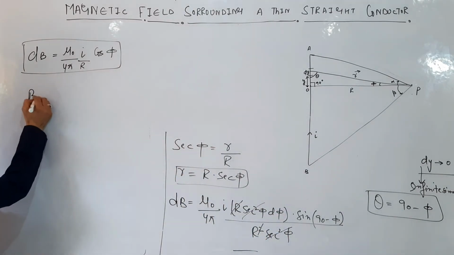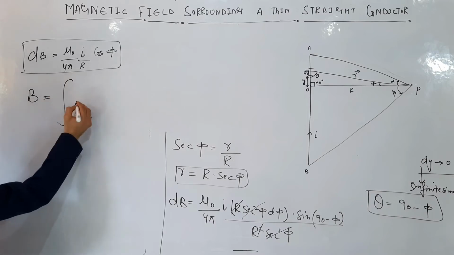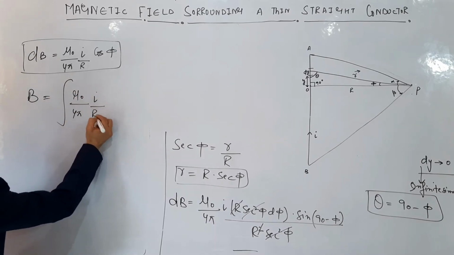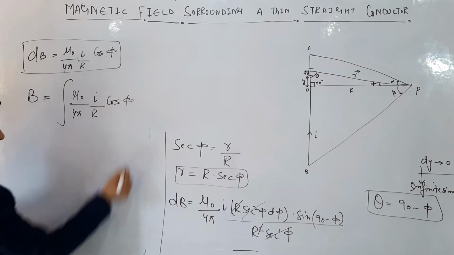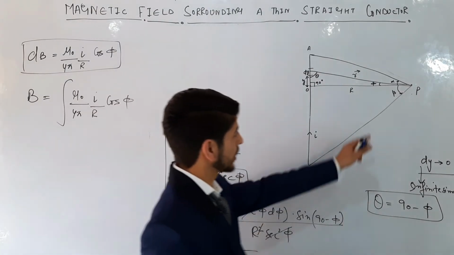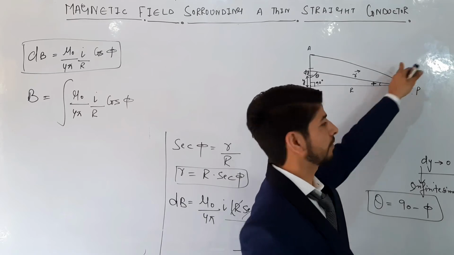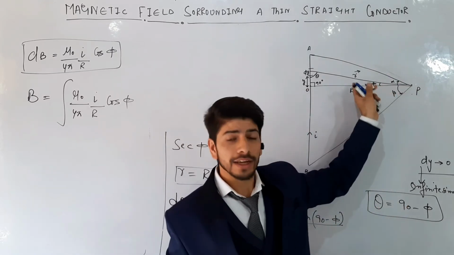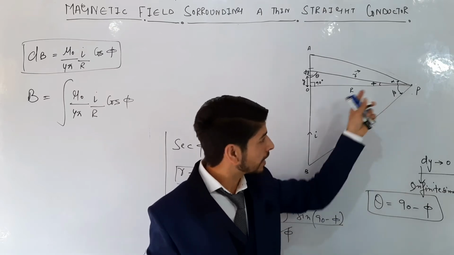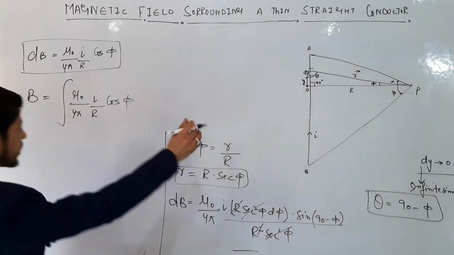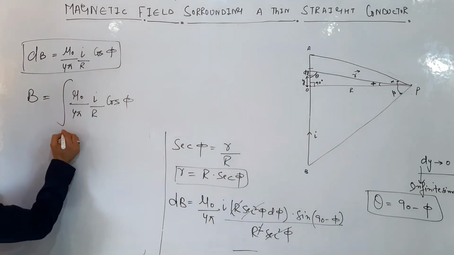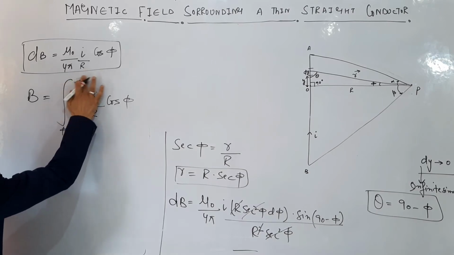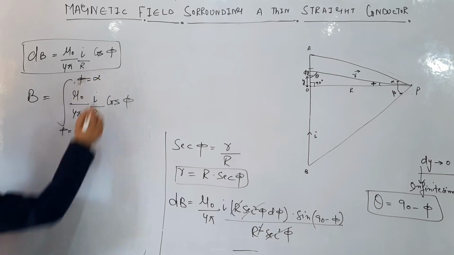The magnetic field due to the whole conductor will be the integration of mu naught upon 4 pi, I upon capital R, cos of phi. And what will be the limits? The limits: phi will vary from alpha to beta. As we told earlier, we will take clockwise direction as positive and anti-clockwise direction as negative. So phi will vary from minus beta to alpha.